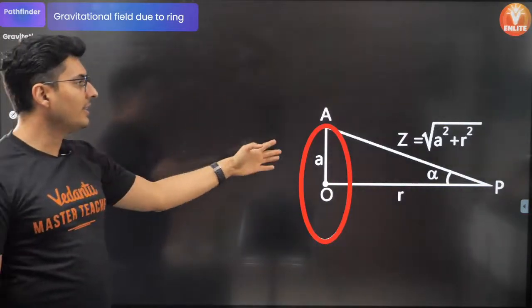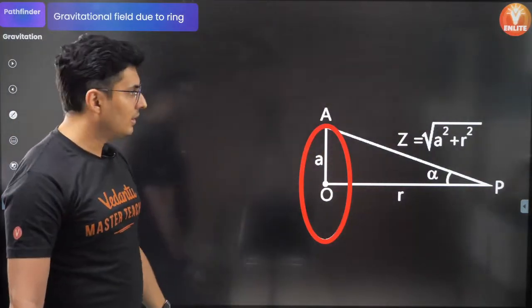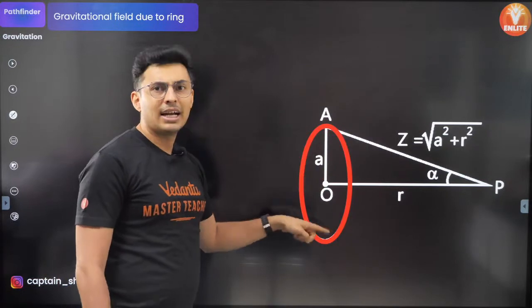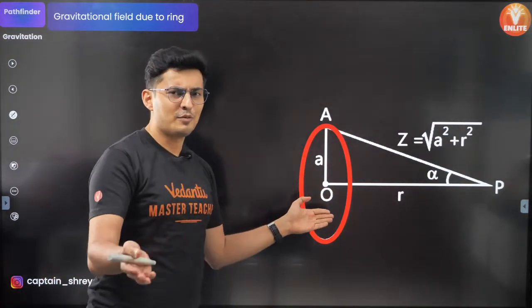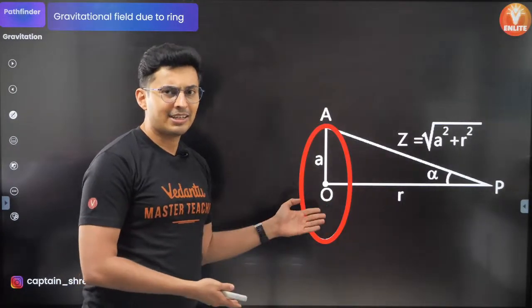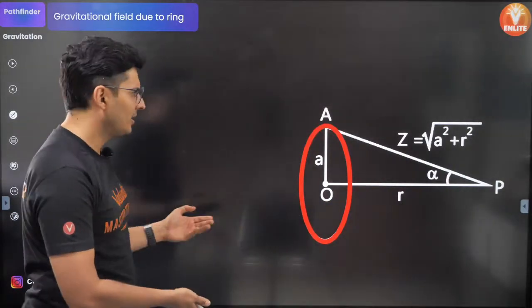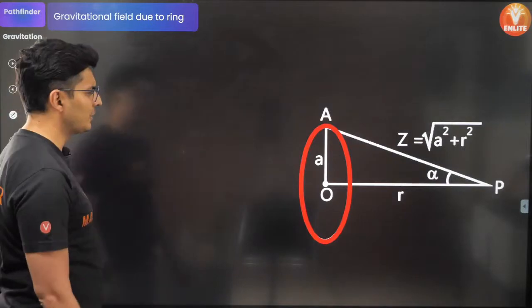Now, gravitational field due to a ring, these are standard formulas which you should know. In fact, I had explained this problem during the vectors revision class just few days back. If you have not watched the vectors revision class which I have conducted, please watch it. It's there in the playlist or past videos.